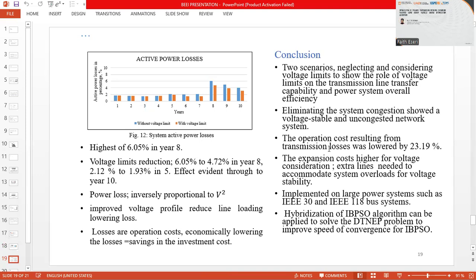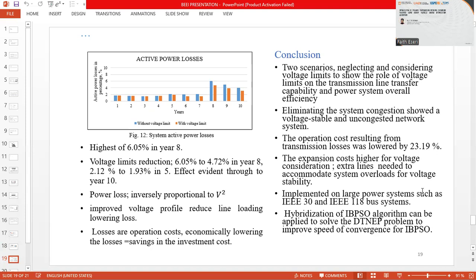In conclusion, the two scenarios, neglecting and considering voltage limits, show that the role of the voltage limits on transmission line capability and power system transfer is to improve power system efficiency. It also eliminates system congestion, showing a voltage stable network system. The operation cost resulting from transmission losses is also lowered by up to 23.19%, and the expansion cost for voltage considerations is higher. This is attributed to the fact that you need to add more lines to accommodate the system overloads for voltage stability.